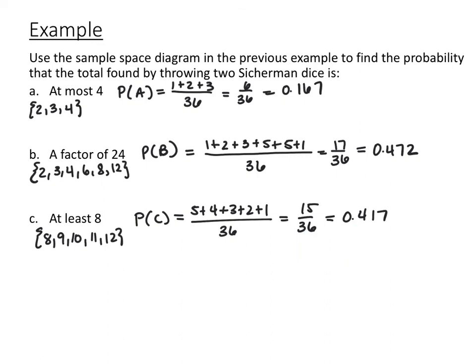So this 7.2 notes has been about sample space diagrams. We looked at specifically the Venn diagrams and then also the table sample space diagrams. So these are useful ways to organize your sample space in order to find your probabilities.